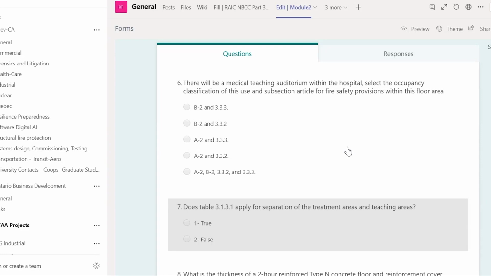In this case, if it's an operation auditorium, then I have to protect it like a B2 because there's a patient being operated on. If it's an A2 at the same time, but if it's only a teaching space, like a regular teaching space as a classroom auditorium with no operations, then I can consider that floor space as an A2 and design it only with A2 provisions.